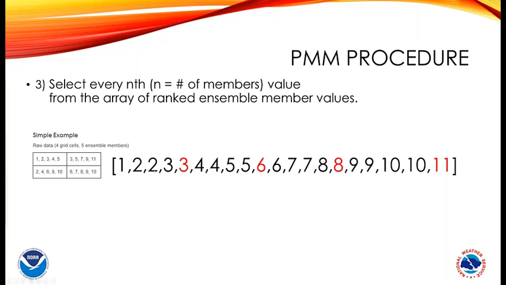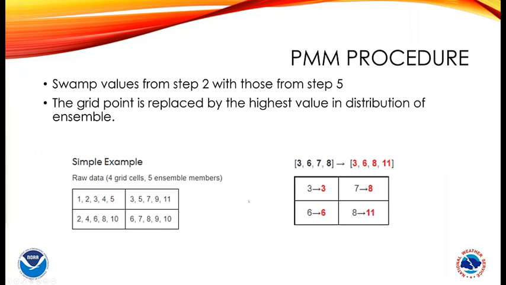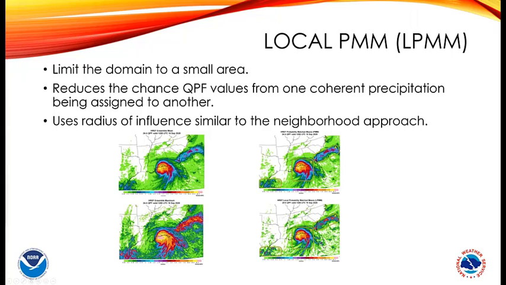And what we do is we take the 5th value of each one, 3, 6, 8, and 11, and then we assign those to those grids, as you can see there. And so what happens, the grid point is replaced by the highest value in the distribution. And what's good about this is it limits the domain to a small area.